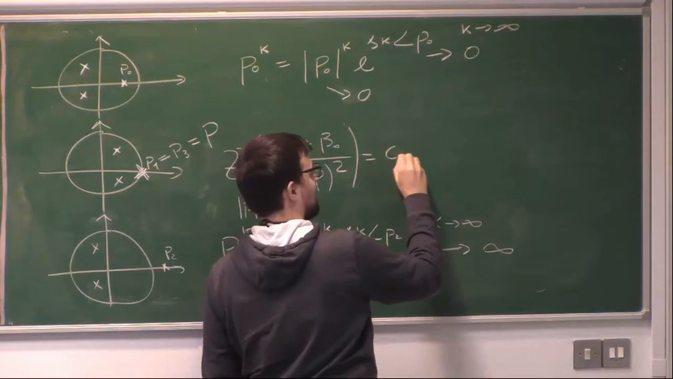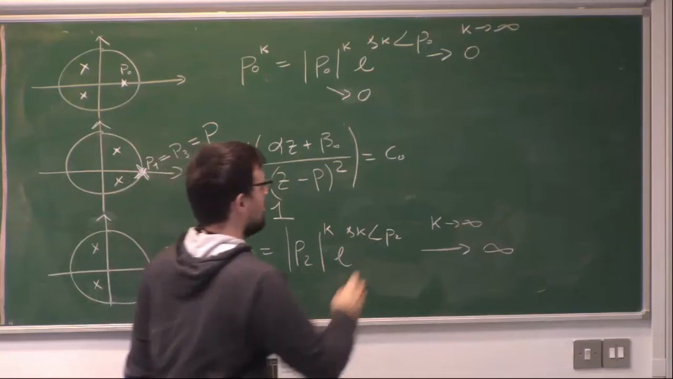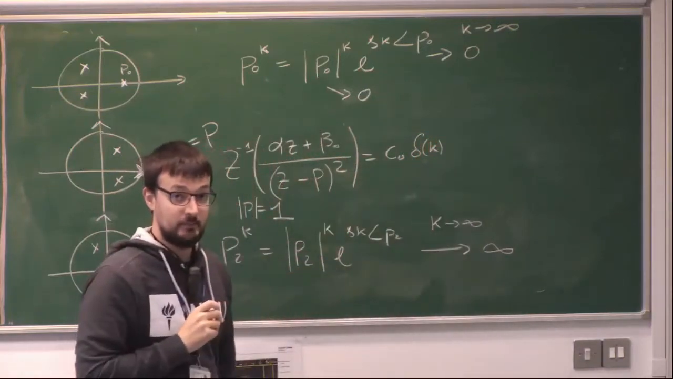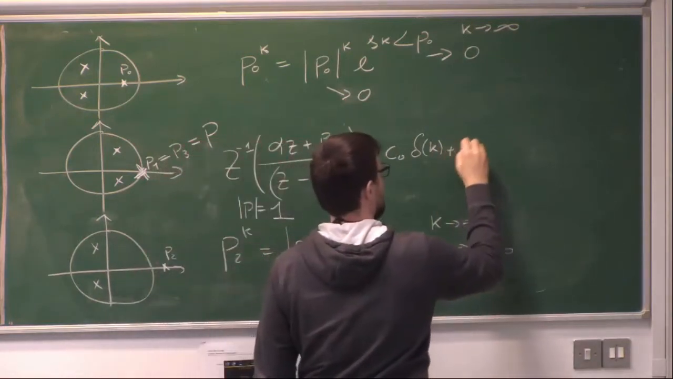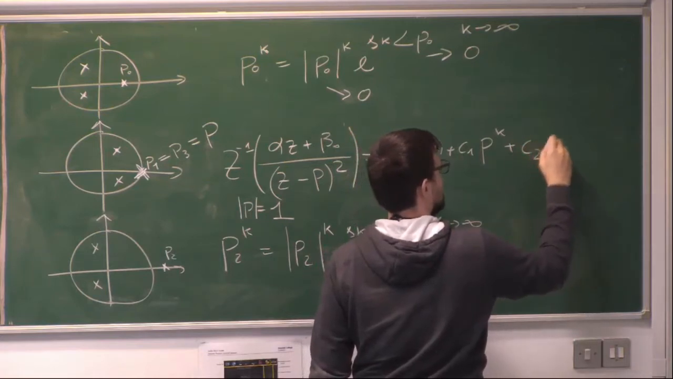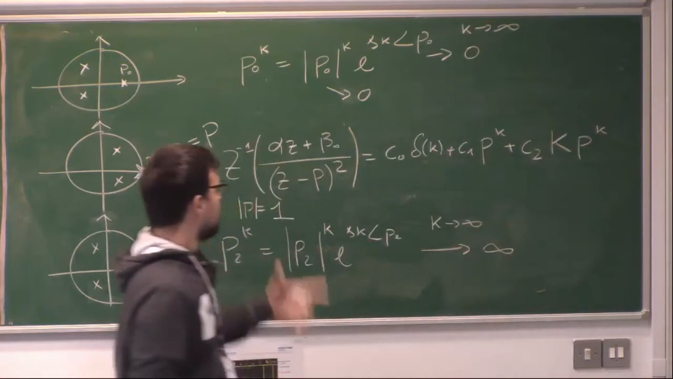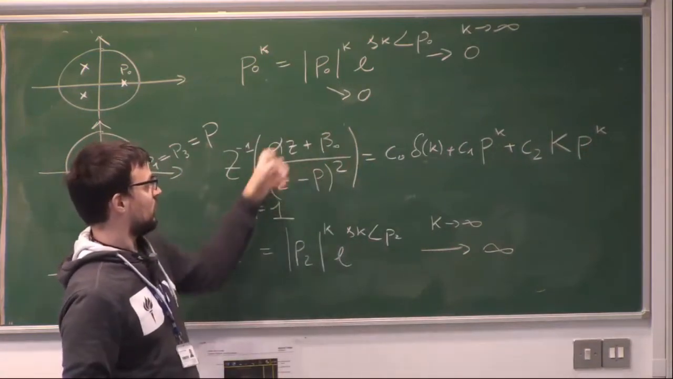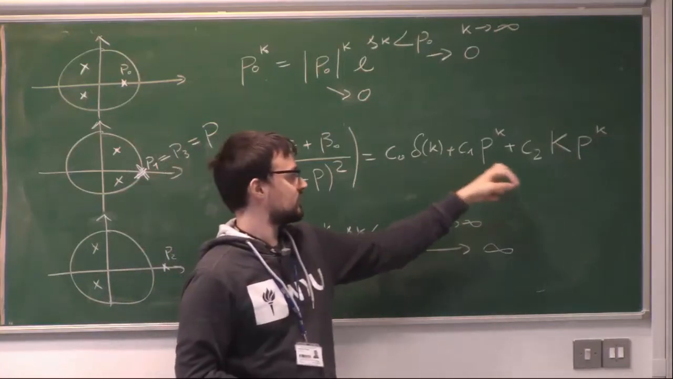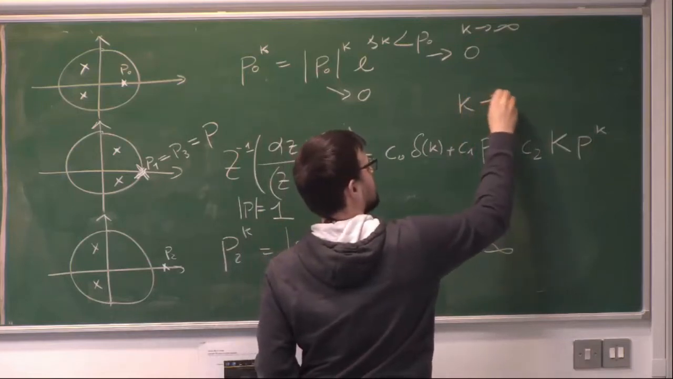We'll have a certain coefficient that depends on alpha, beta, and p, that multiplies the unit impulse, okay? Then we have C1 that multiplies p to the power k, and then we have another number, C2, that multiplies k times p to the power k, okay? So the inverse Z transform of this function is always something like this for some values of C0, C1, and C2, okay? Now, what happens for k that goes to infinity?